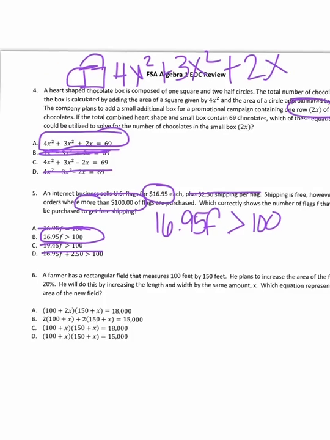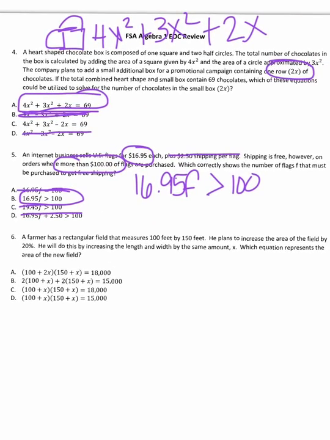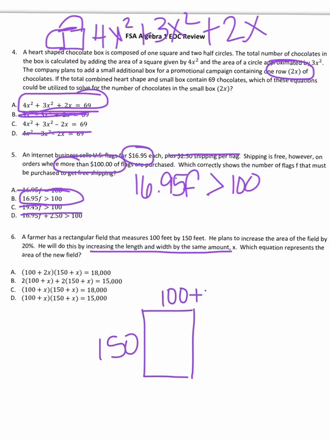Next, last one. A farmer has a rectangular field that measures 100 feet by 150 feet. He plans to increase the area by 20%. So he wants the area to be bigger by 20%. So I have to add the length and width by the same amount. So I have to add x to this one, add x to that one. So then I look at which equation is going to represent the area.